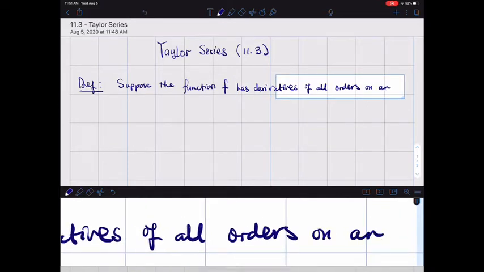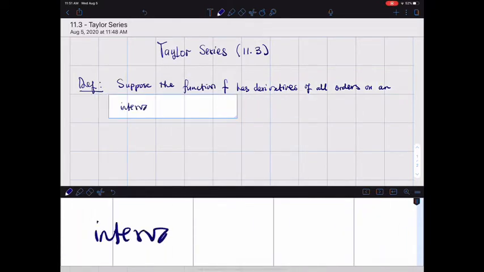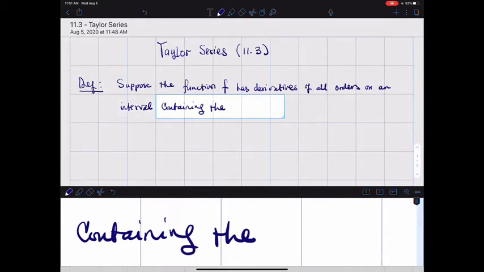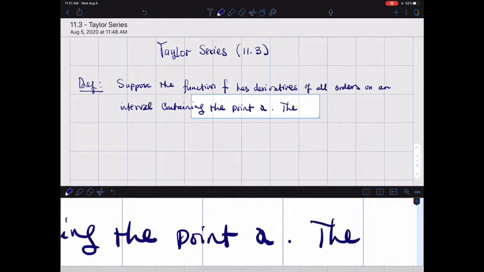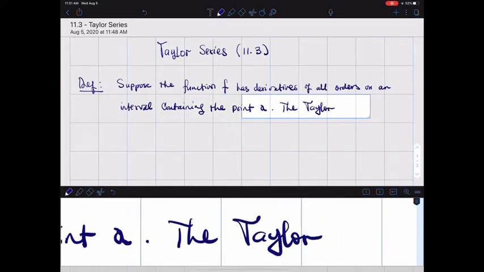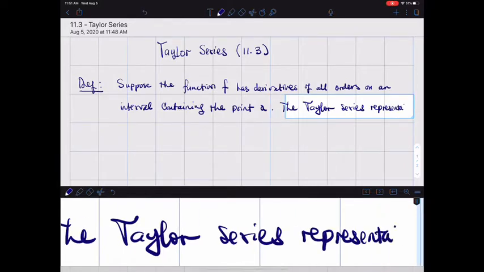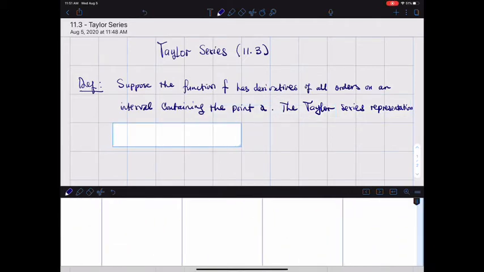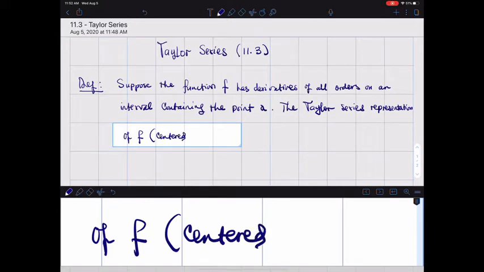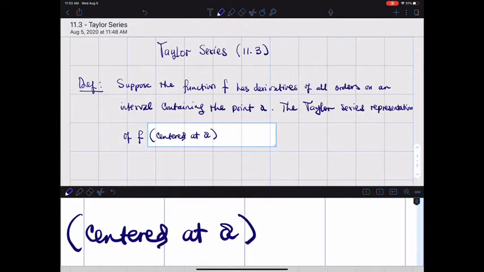On an interval containing the point a. So assuming we have this, the Taylor series representation of f centered at a is as follows.